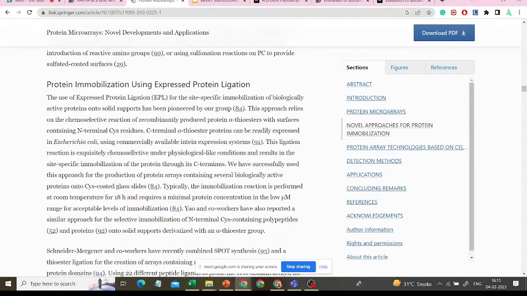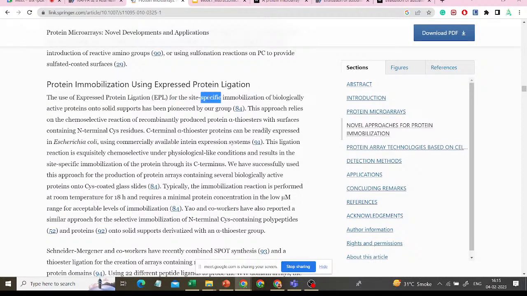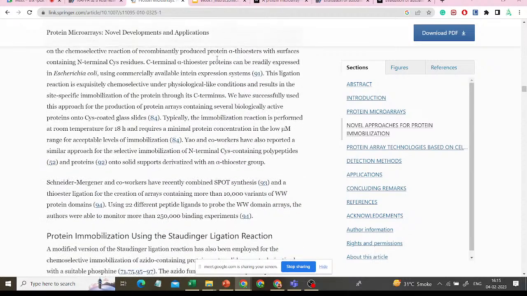Then there is expressed protein ligation for site-specific immobilization. Site-specific means that, on the basis of location, you immobilize only at a chosen site. This helps with selectively immobilizing recombinantly produced protein alpha-thioesters onto surfaces bearing N-terminal cysteine residues; they have an affinity towards those residues and will bind.